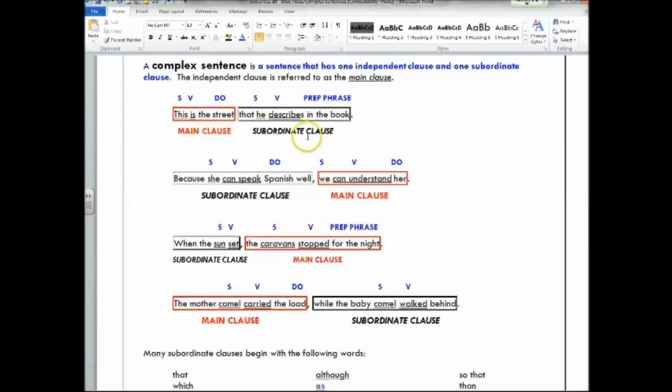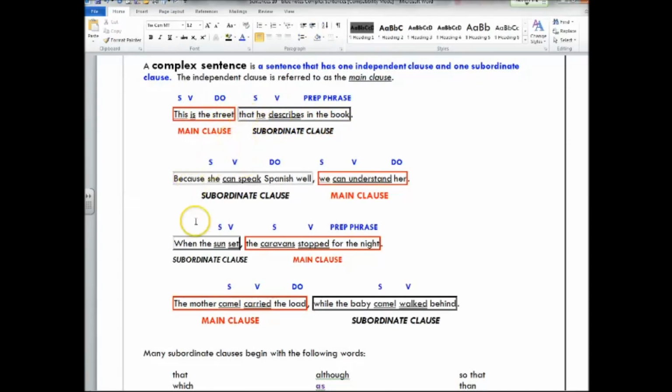You should note that subordinate clauses can come before the main clause or they can come after the main clause. When they come before the main clause, you always put a comma to separate them. Okay, always, regardless of what word it starts with. When it comes after the main clause, you don't put a comma unless it's starting with the word while. When it starts with the word while, we put a comma. But if I were going to move this, we can understand her because she can speak Spanish well, I would not put a comma there, like I do not have one up here using that.